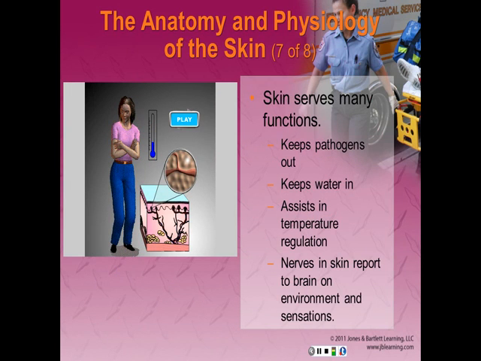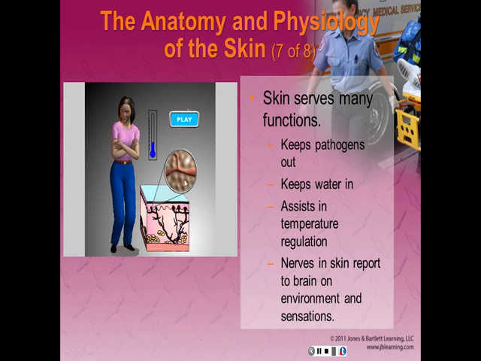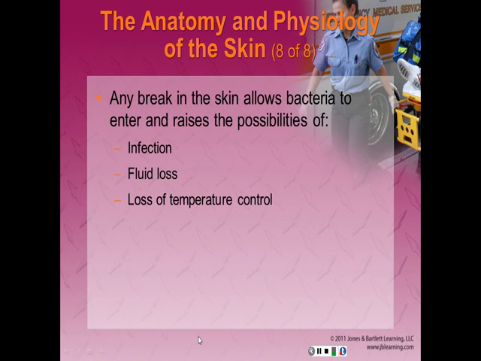The skin serves many functions. It keeps out pathogens, it keeps water in, and it assists in temperature regulation. The nerves in the skin report to the brain on the environment and many sensations. So let's watch this animation again. As the body temperature drops and the temperature drops outside, the patient begins to shiver, which helps to generate heat. Any break in the skin allows bacteria to enter and raises the possibility of infection, fluid loss, and loss of thermal control. Any one of these problems can cause serious illness and even death.